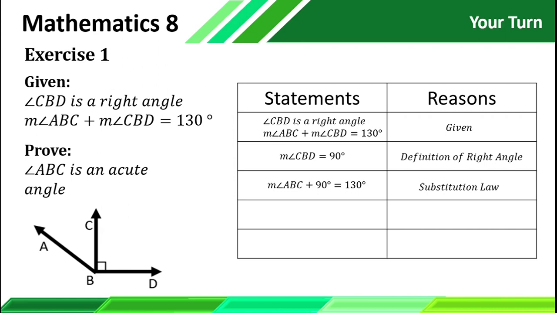And we know that if angle ABC plus 90 degrees is equal to 180 degrees, we can say that the measurement of angle ABC is equal to 90 degrees. This is through the use of the APE or addition property of equality. And if the measurement of angle ABC is 90 degrees, then angle ABC is an acute angle. We can now use the definition of acute angle. So if you got it correct, congratulations!